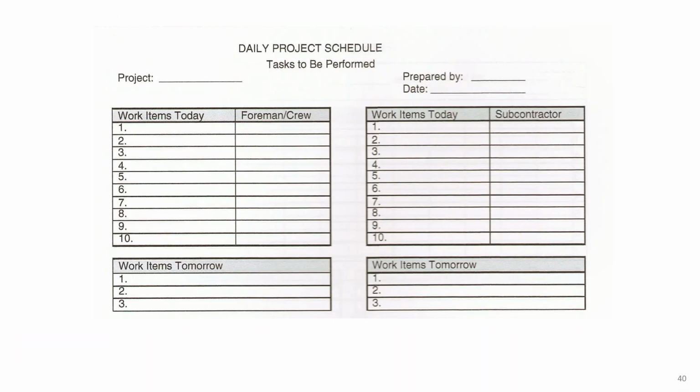This example shows a daily schedule that outlines the tasks planned for today and tomorrow. You can organize these schedules using separate spreadsheets for different types of work or different crews. For instance, you might have one table specifically for the concrete crew and a separate one for subcontractor tasks. This helps keep things clear and makes it easier to track progress and responsibilities across the site.